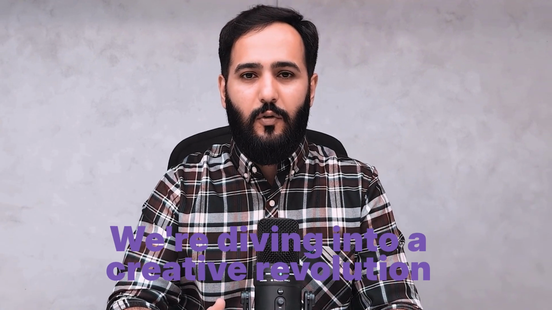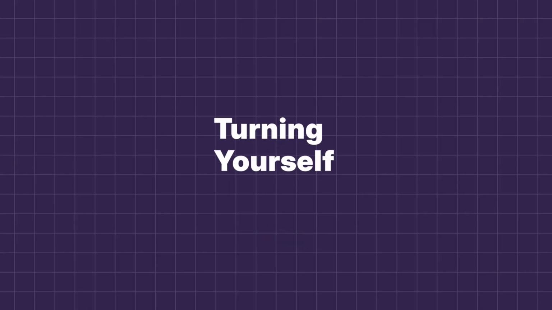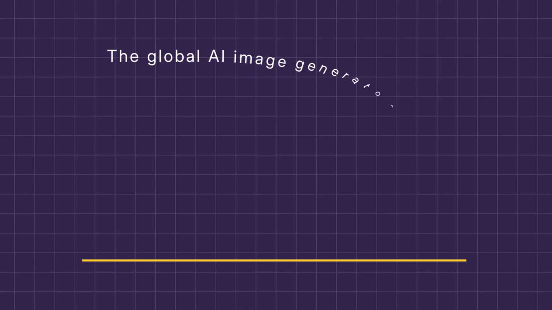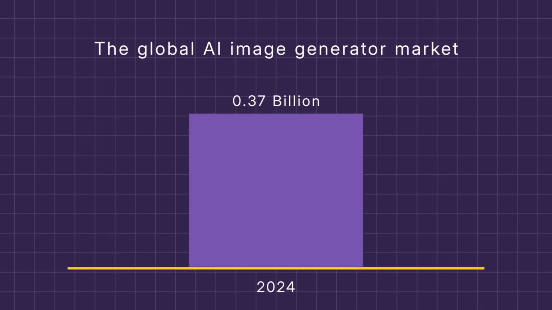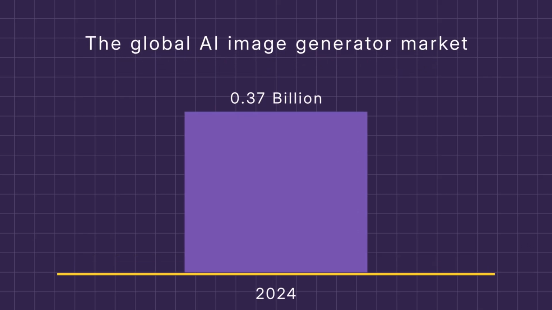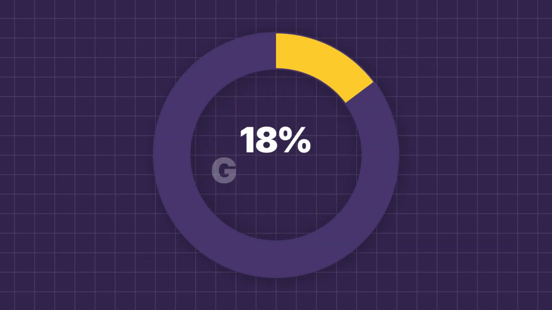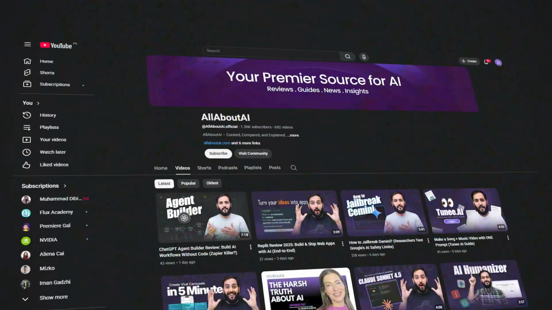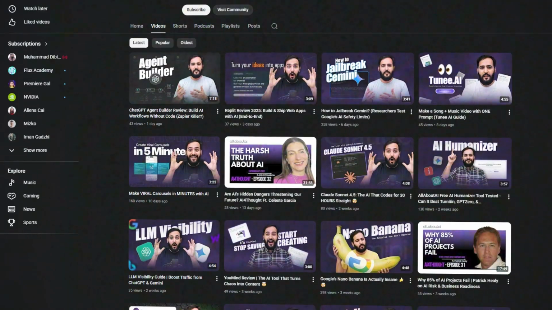We're diving into a creative revolution, turning yourself into an action figure using AI. This is no longer a futuristic idea. It's happening right now. The global AI image generator market hit USD 0.37 billion in 2024, showcasing an 18% growth because tools like this have gone completely mainstream. Today at AllAboutAI, I'm going to show you exactly how to transform a simple photo into a hyper-realistic 3D collectible.